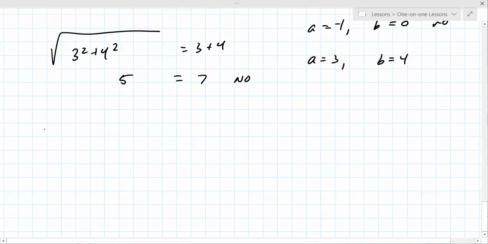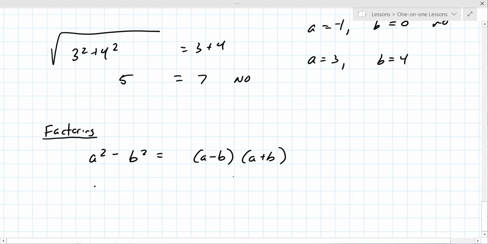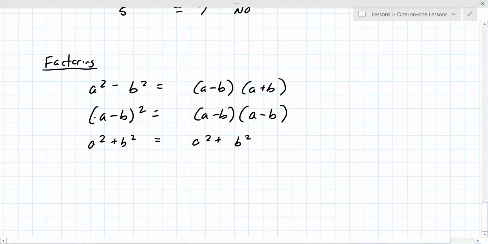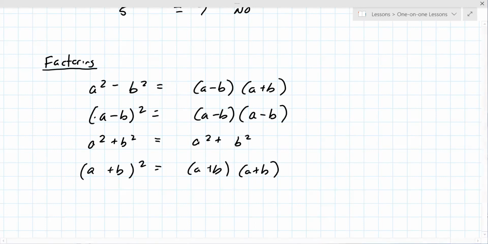So now there's sort of an algebraic approach. What you're trying to do, and this is a good reminder of factoring, there's a couple of examples that we can give here. a squared minus b squared equals a minus b, a plus b. a minus b squared, oops, let me, I put that on the wrong side. a minus b squared equals a minus b times a minus b. a squared plus b squared equals a squared plus b squared. There's nothing that can be reduced. And then lastly, a plus b squared is a plus b, a plus b. So the only time you can reduce one of these is if the square is on the outside of parentheses. Do you follow that? Yes.